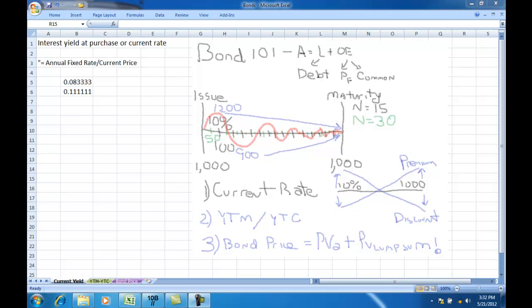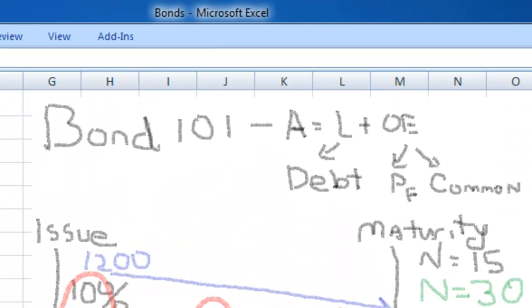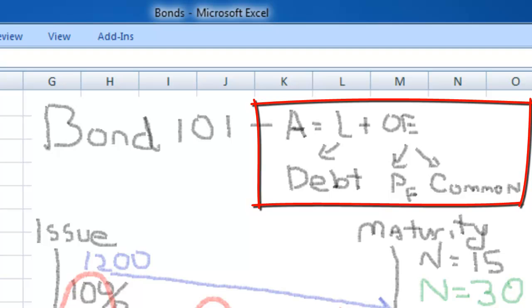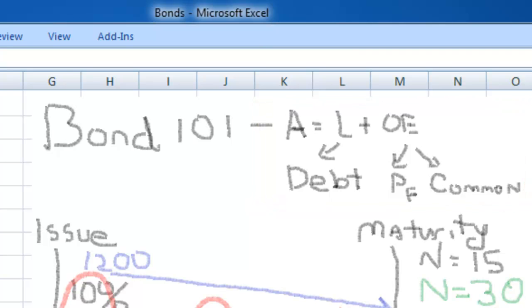Now, here's a quick review on what a bond is. A bond represents debt. In addition, it's part of a firm's capital structure. The other two parts are equity, common and preferred. However, many companies do not choose to issue preferred, therefore their capital structure comprises only common equity and debt.